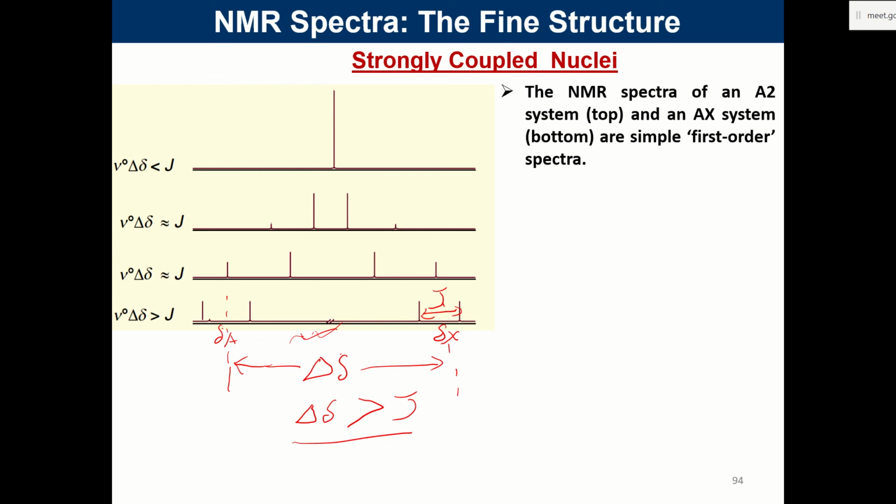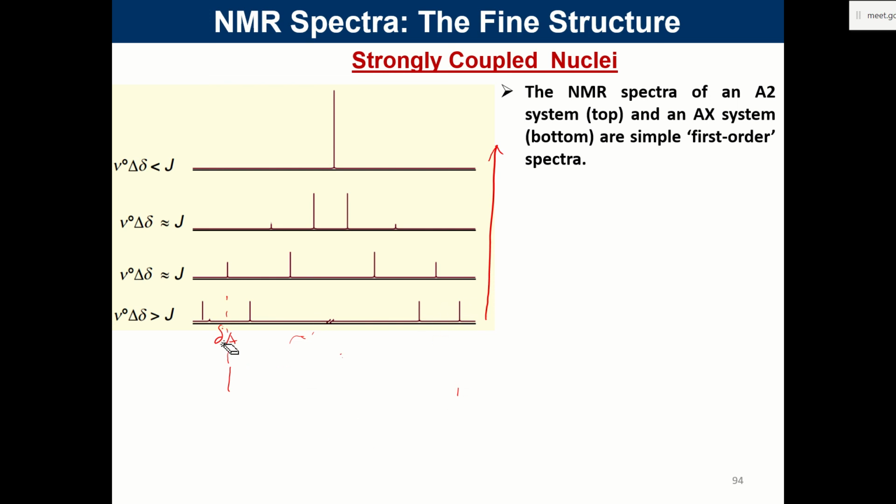Now as we start moving upwards from the bottom, think of a situation when A and X are moving closer on the chemical shift scale. So we move to the second case. Now the two interacting nuclei of the A and X system are much closer to each other.